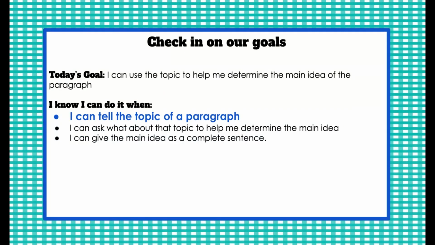All right, let's check in on our goals. So far, we can tell the topic of a paragraph by asking our brain, what is this about? And giving ourselves the job of looking for repeated words, looking for the captions and pictures and heading to help us. Here's where we're headed next. We're going to ask, what about that topic, to help us determine the main idea.